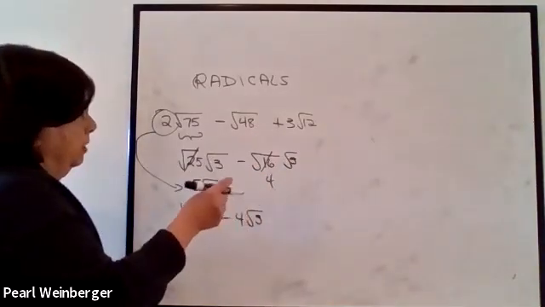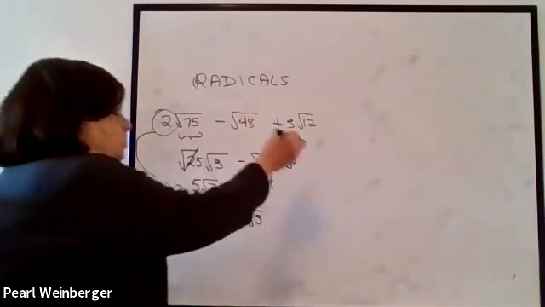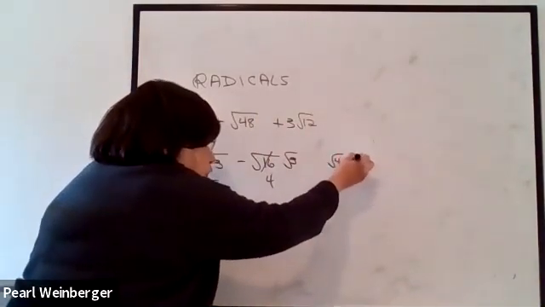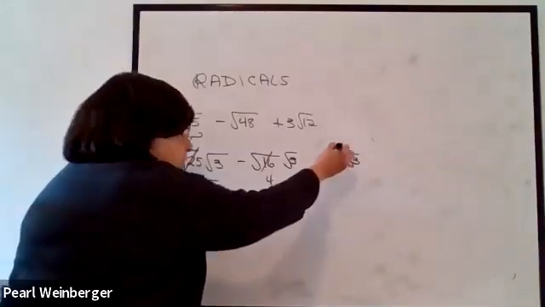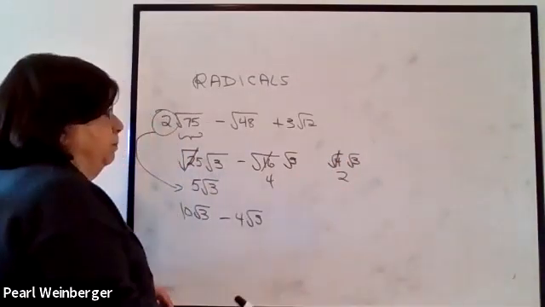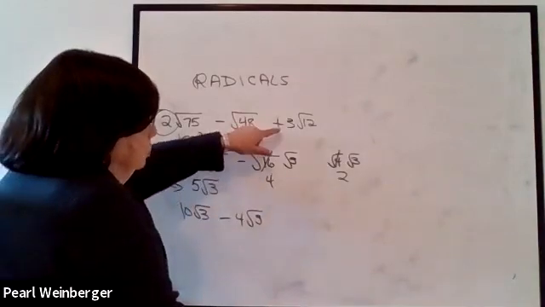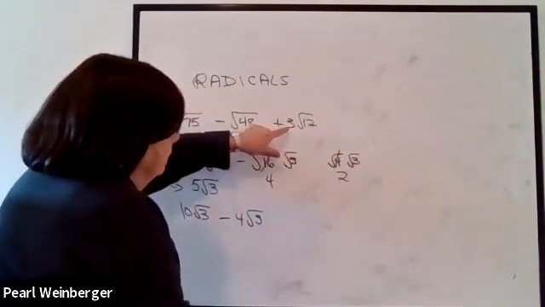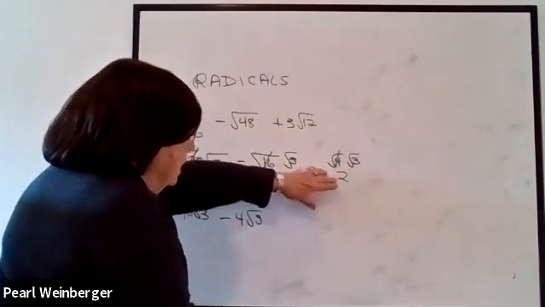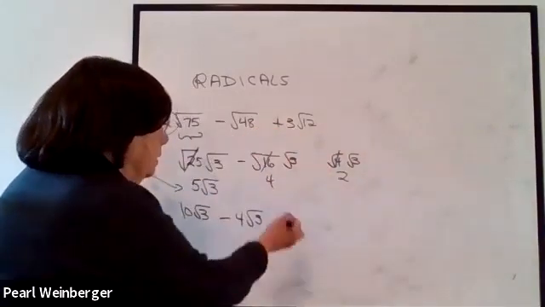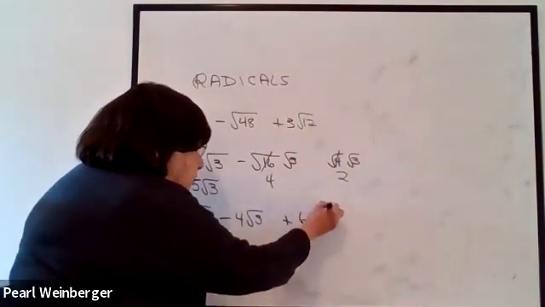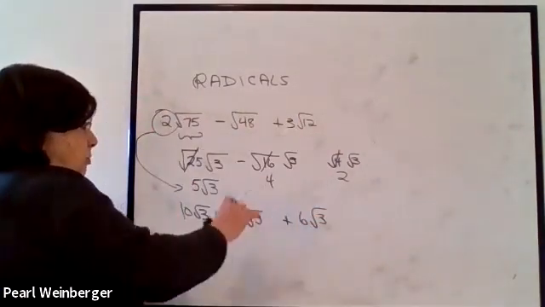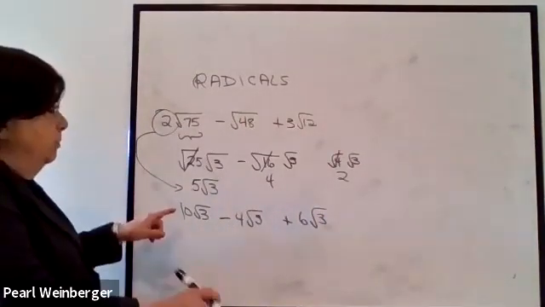And finally, we have this 3 radical 12. So the radical 12, again, I can break up into 4 and 3 because 4 is a perfect square. So now the radical 12 becomes 2 radical 3. Now I multiply that 2, which is outside the radical, with the 3 that's outside the radical, and that gives me 6 radical 3. So now I've simplified all my radicals, and lo and behold, I have like radicals, so now I can combine them.